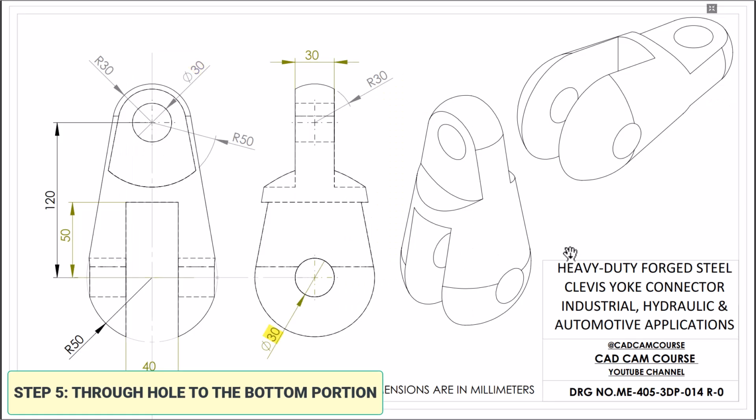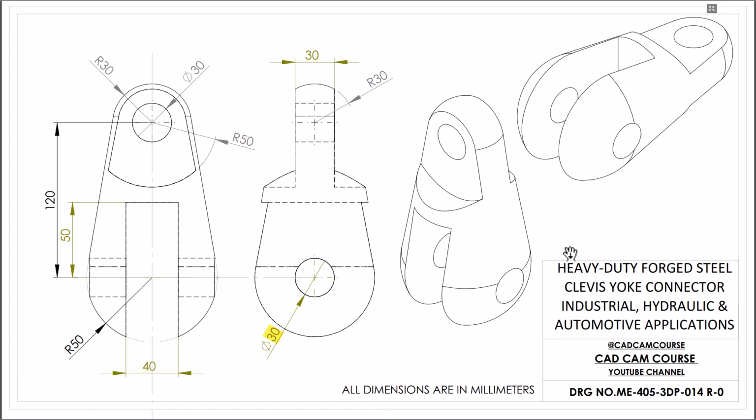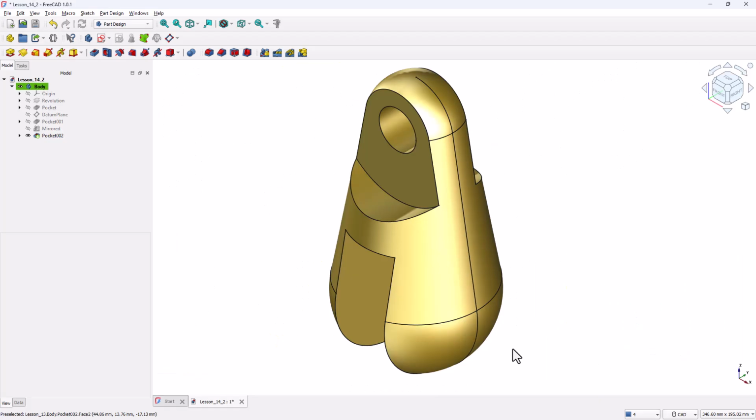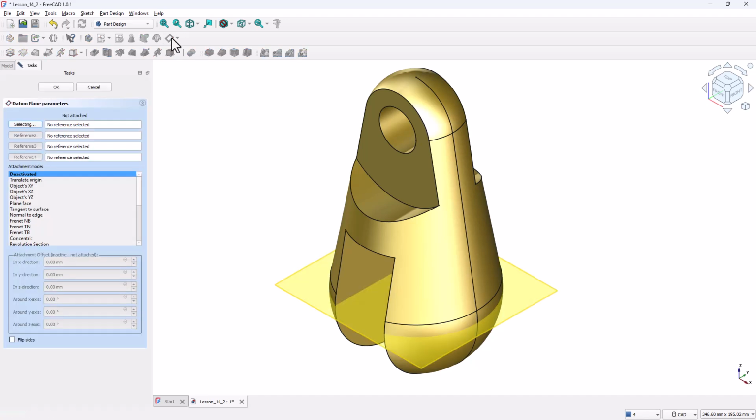The next step is to add the bottom hole. This hole passes completely through the model, from one side to the other. So let's start by creating a datum plane. Click on the Create Datum Plane tool. By default, the new plane is aligned with the XY plane, but in this case, we need it to be parallel to the YZ plane and positioned at the extreme end of the solid.